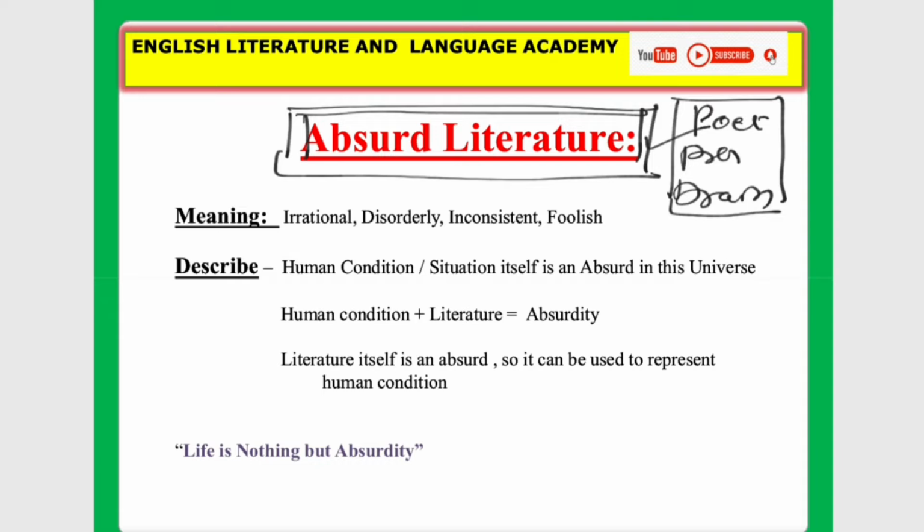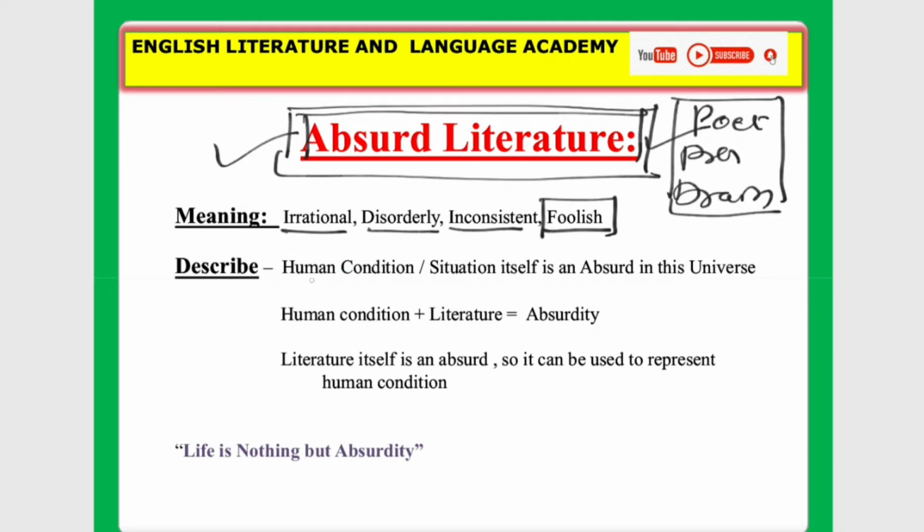Okay, let's move on. Today we will discuss in detail what is absurd literature. So let's see the meaning of absurd. Absurd means irrational, disorderly, it means not orderly, inconsistent, it means not consistent in structure, and foolish, it means somewhere you can find foolishness in the characters and in their presentation on the stage.